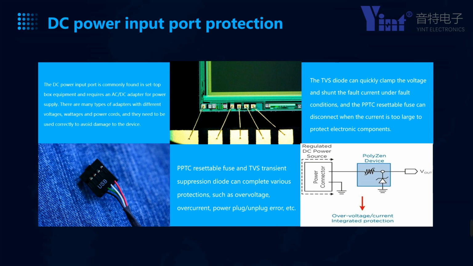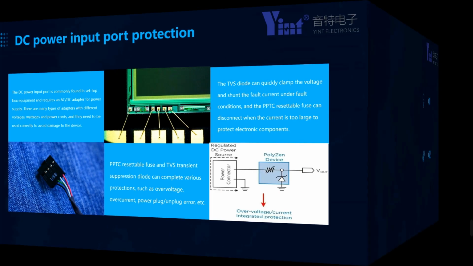PPTC resettable fuse and TVS transient suppression diode can complete various protections, such as overvoltage, overcurrent, power plug/unplug error, etc. The TVS diode can quickly clamp the voltage and shunt the fault current under fault conditions, and the PPTC resettable fuse can disconnect when the current is too large to protect electronic components.